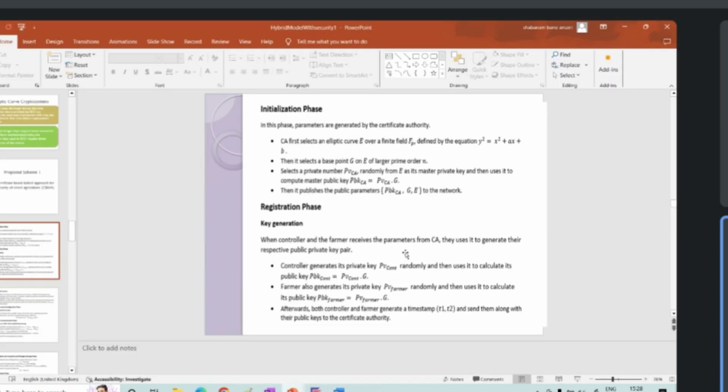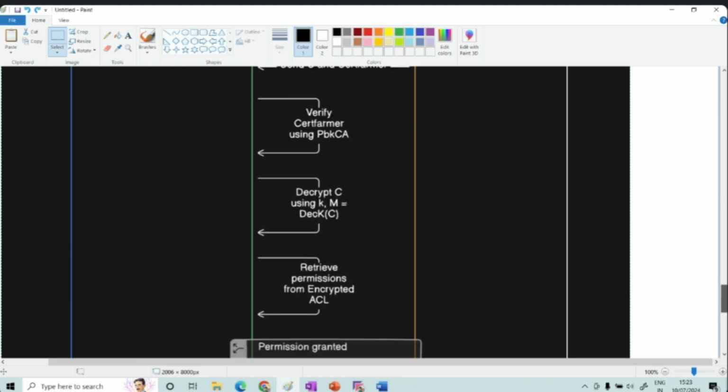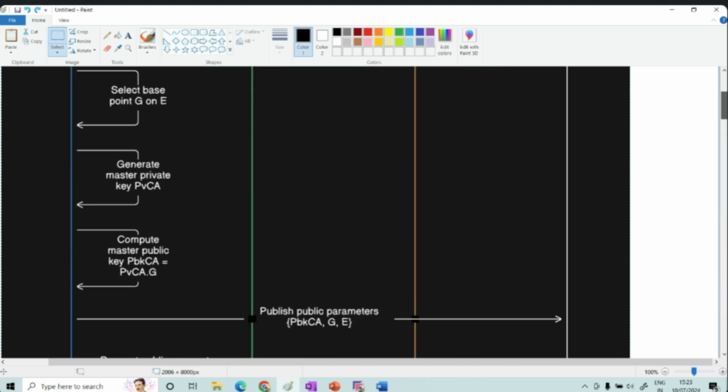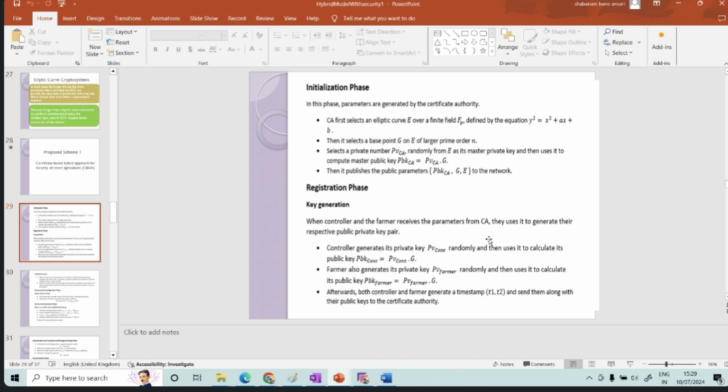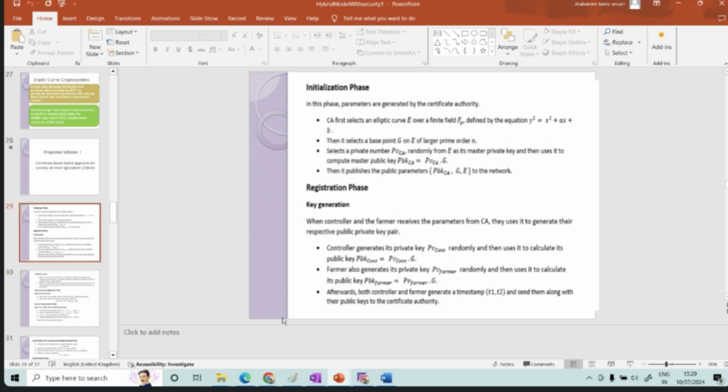Okay, when the controller and farmer receive the parameters from the certificate authority, they use them to generate their respective public and private key pair. The controller generates its private key PV con randomly and then uses it to calculate the public key. Again, whatever private key they generate, it should be a point on the elliptic curve. So the public key should be mentioned, and G is the generator. It is a generator point on the elliptic curve.